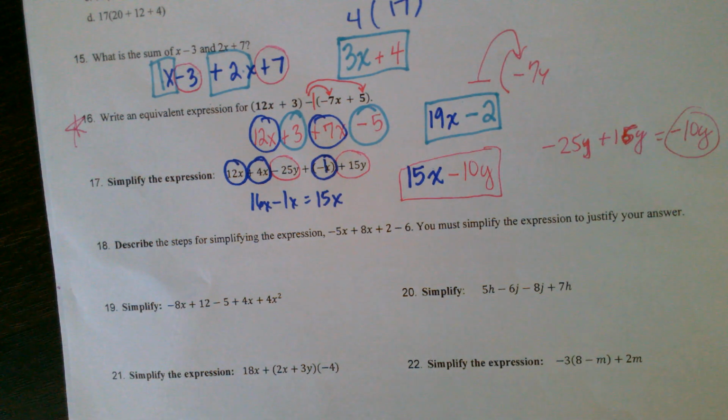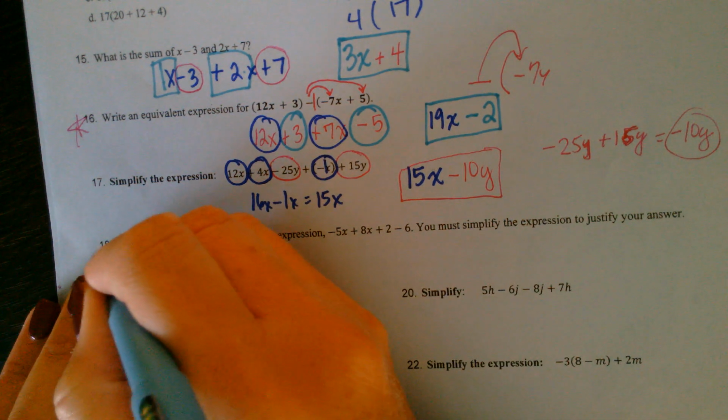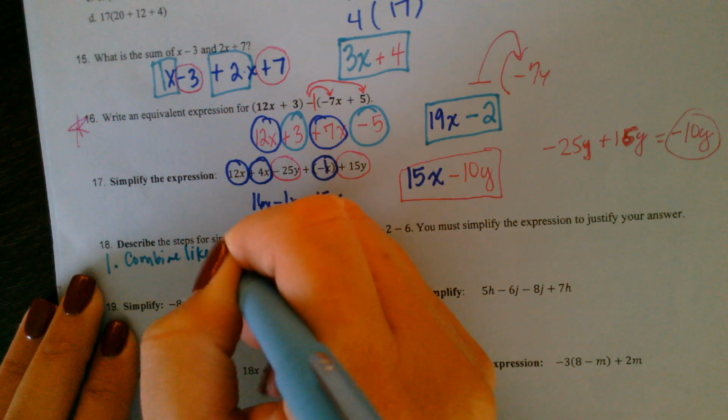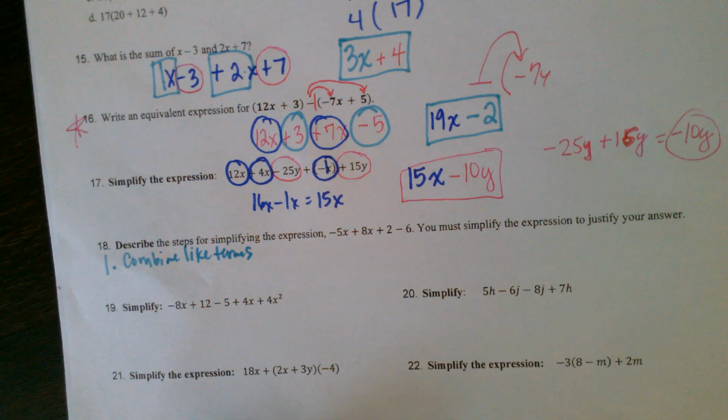Describe the steps for simplifying this expression. You must simplify the expression to justify your answer. Describe the steps. What are the steps? Combine like terms. That's basically the only step you really need to do.